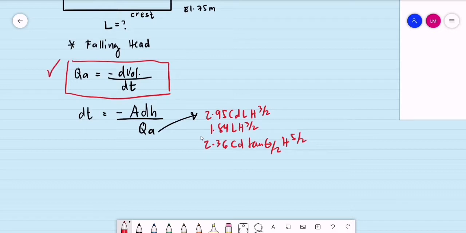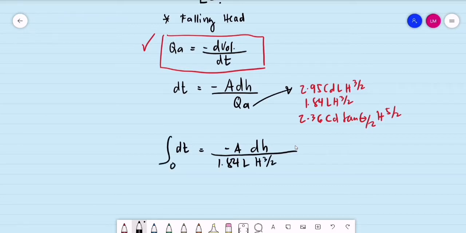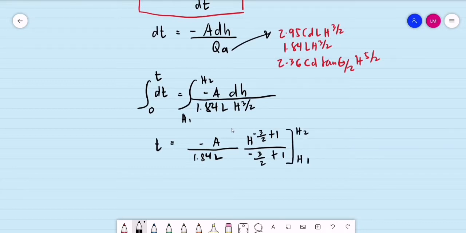The QA is equal to negative differential volume over the differential time. So, for this case, the differential time is equal to negative area times differential head, divided by QA. Ano yung QA ni Francis? Yun yung 1.84 L H raised to 3 over 2. Tapos, integrate natin both sides, from 0 to t yung kabila, and from initial head to the final head. So, we'll be having the time equal to negative area divided by, separating the constants, 1.84 L. Kung itataas ko ito, magiging H raised to negative 3 over 2. Kung i-integrate natin, plus 1 yung exponent divided by negative 3 over 2 plus 1, to be evaluated from initial head to the final head.